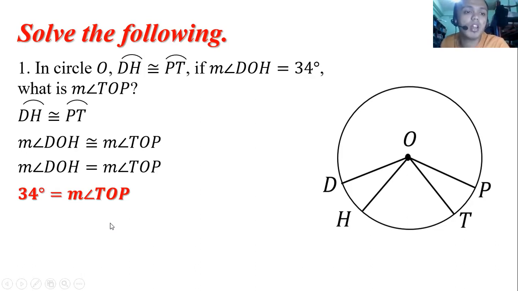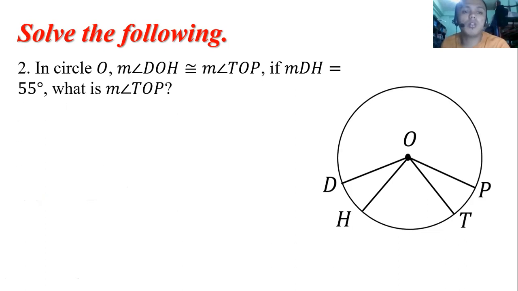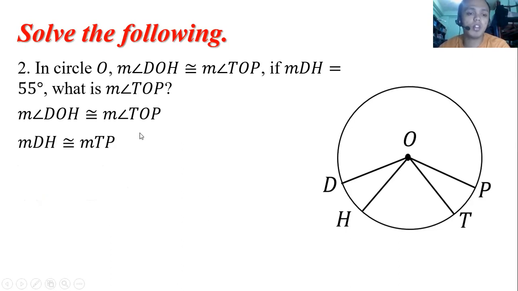Okay? Another one. In circle O, if measure of angle DOH is congruent to TOP naman, no? If measure of arc DH natin, no, is 55 degrees, what is the measure of angle TOP? Now, given that your angle DOH is congruent to angle TOP, okay, it will follow that the arc DH is congruent to TP, no?